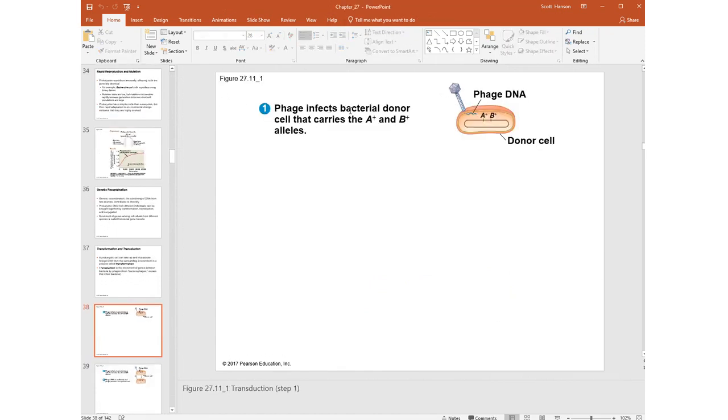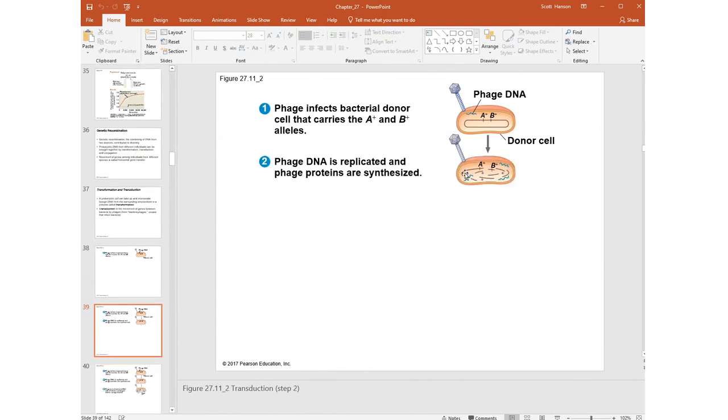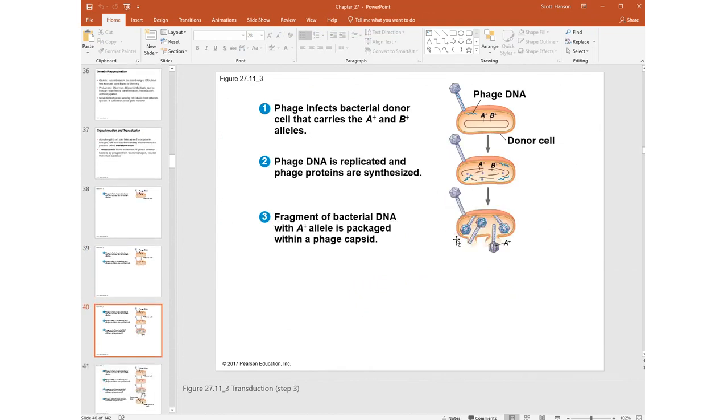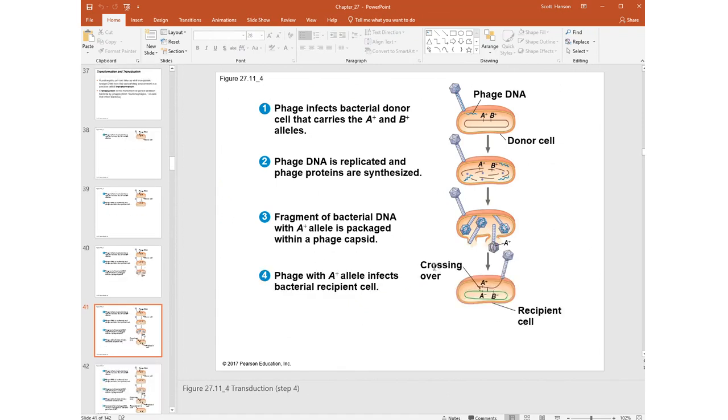So here a phage infects a bacterial donor cell that carries A+ and B+ genes. The phage DNA is replicated and phage proteins are synthesized, and then a fragment of bacterial DNA with the A+ allele is packaged within a phage capsule. And so now that phage has the A+ gene from the bacteria in its genome.